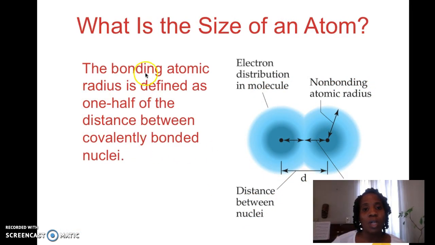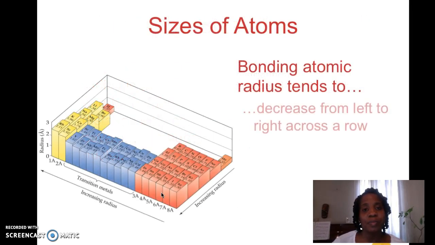So as a result, you have a size of an atom that is based on that attraction between the nucleus and the outermost electron. So how do they determine the size of the atom? Well, what they can do is they can determine the distance between two nuclei in a covalent bond and then take 1/2 of that distance.